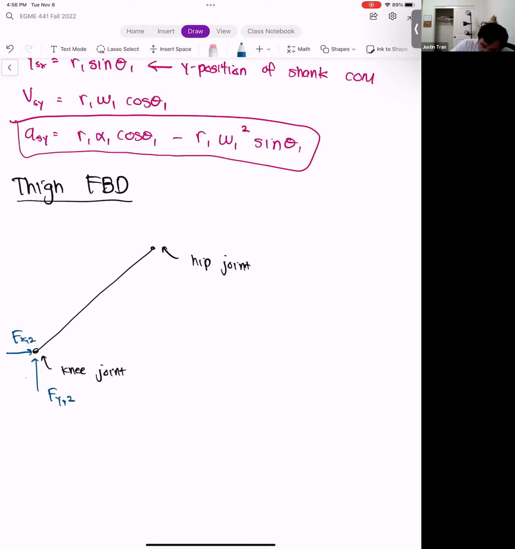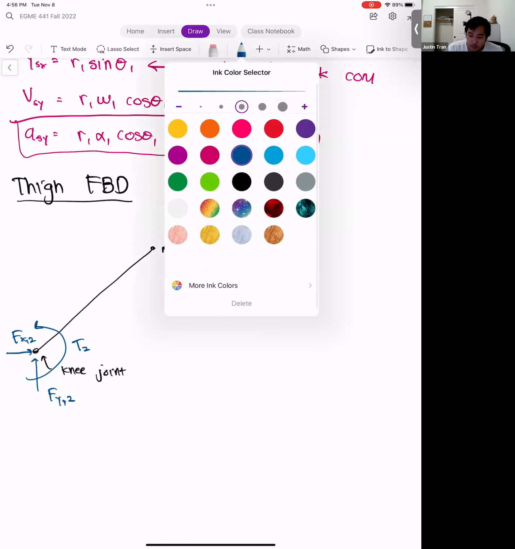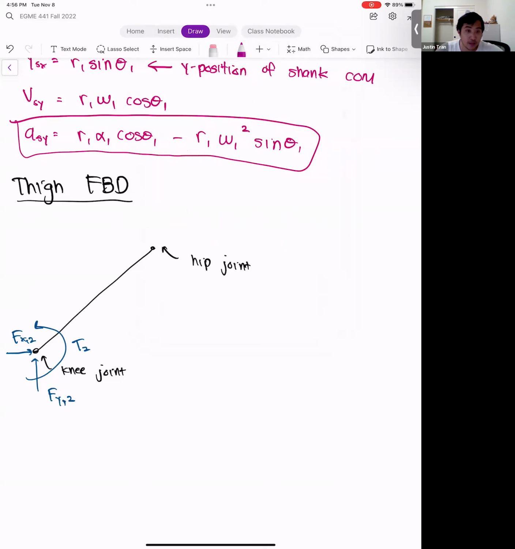Okay, so first we have the net forces and moments at the knee joints. We have Fx2, Fy2, and T2. Remember, they are going in the opposite direction because we chose an opposite direction for the shank. And then we have the corresponding ones at the hip joint. And so at the hip joint, we have Fy3, Fx3, and T3.